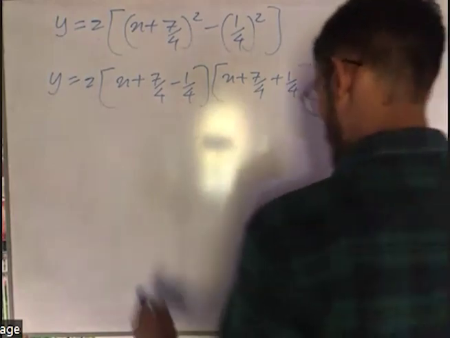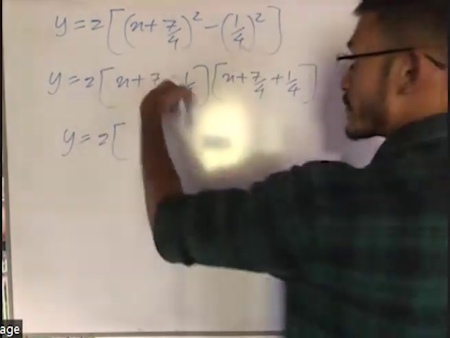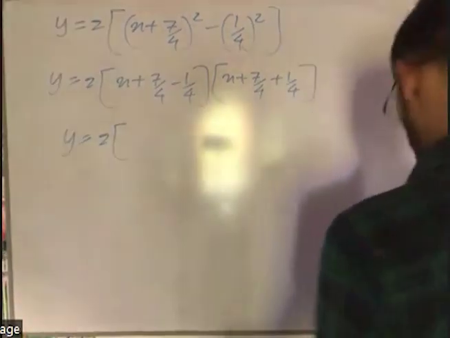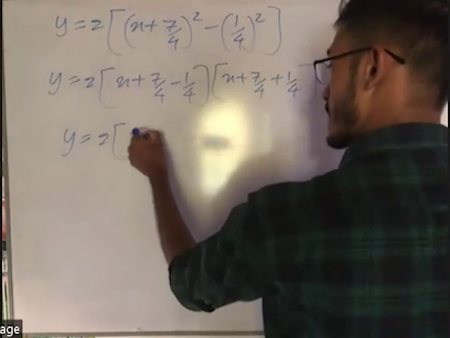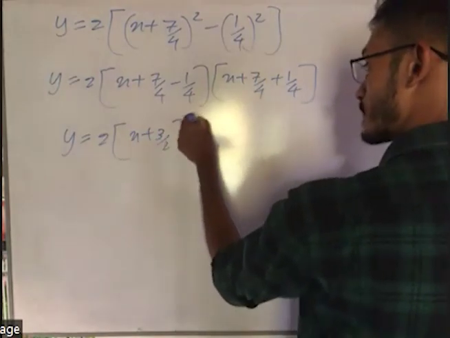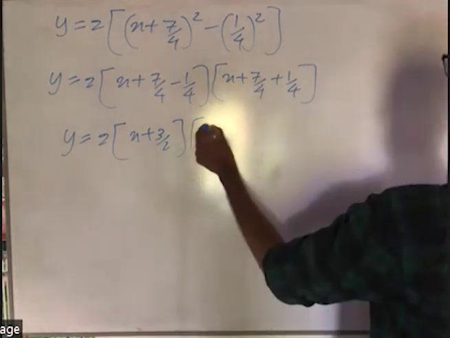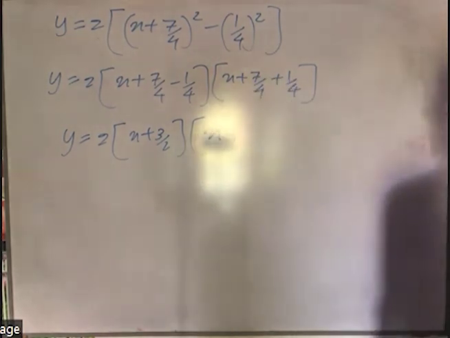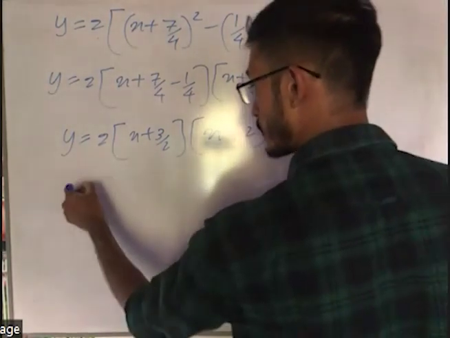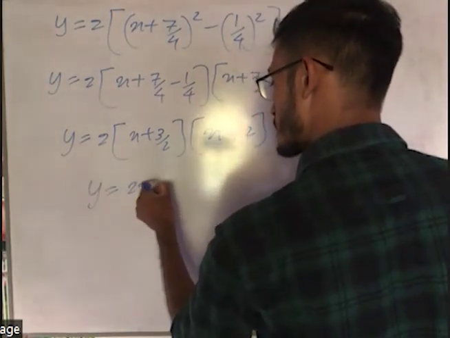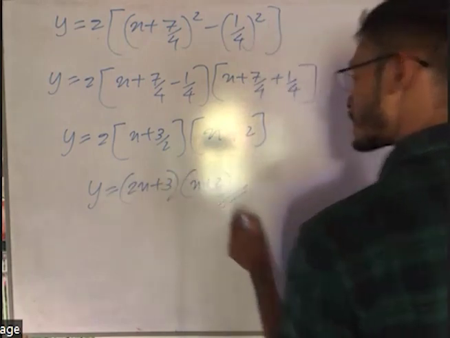Then we can simplify this. Y equal to 2 times. If you simplify, 6 over 4 means x plus 3 over 2. Second factor x plus 2, since 7 plus 1 is 8, divided by 4 is 2. Now we can multiply this factor by 2. Y equal to (2x plus 3) into (x plus 2).